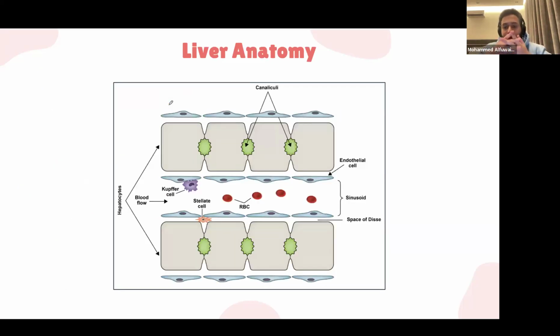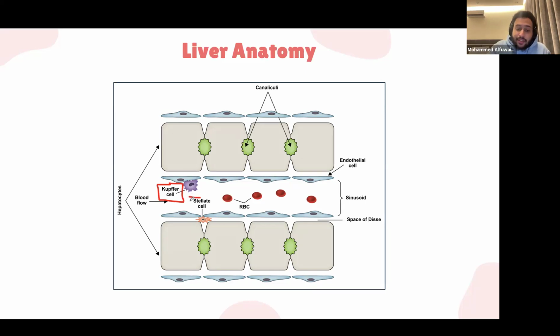Now, this is another diagram explaining it, but I want you guys to know the functions of two important cells in the liver. The first cell is the Kupffer cell. The Kupffer cell has what function? You guys tell me. Immunity. Good. It acts like a macrophage, exactly. So it has phagocytosis functions, okay? It's an immune cell.